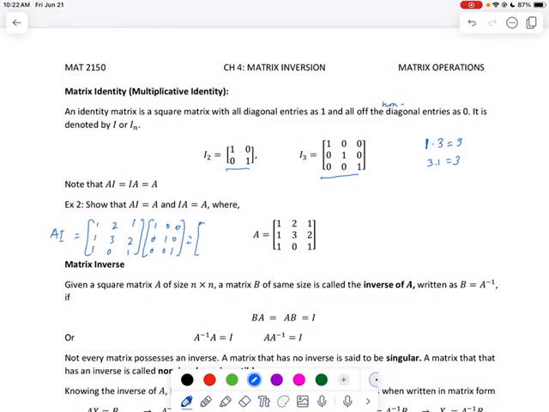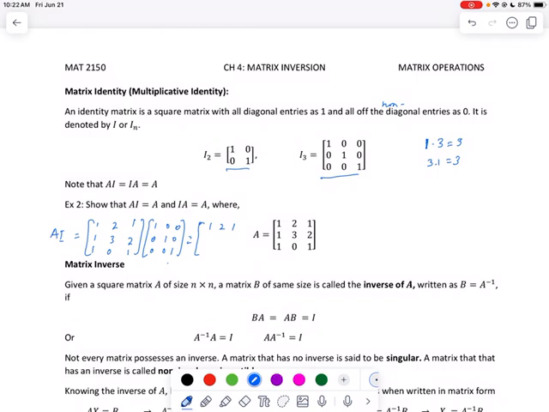So we get 1 times 1 is 1, then 2 times 0, 1 times 0, so we get back 1. Then we multiply 1 times 0 plus 2 times 1 plus 1 times 0. So we get 2. Then I multiply this with the third column of the identity matrix, so I get back 1, which is the first row here in our A matrix. So it looks like it's going okay.